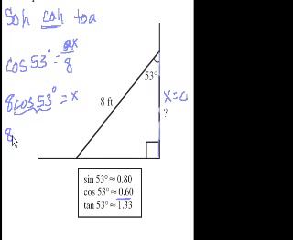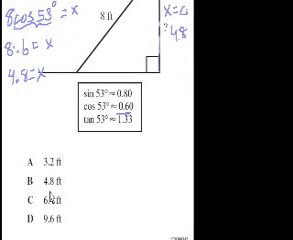So we get 8 times 0.6 is equal to x. 8 times 0.6 is what? 4.8, right? It's 48 with one digit behind the decimal point. So x is equal to 4.8. And that is choice B.